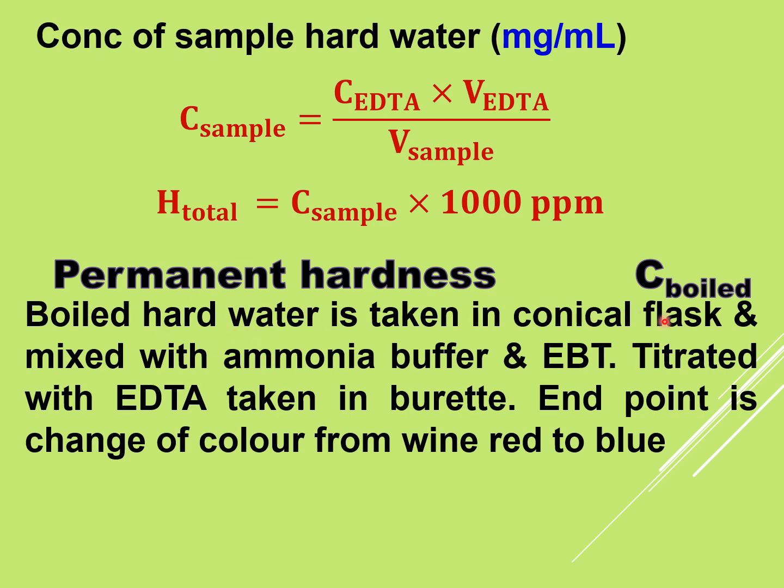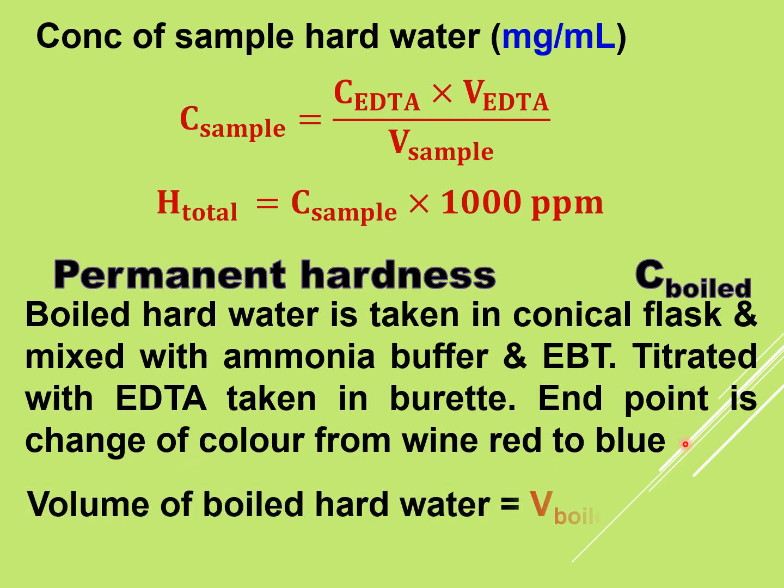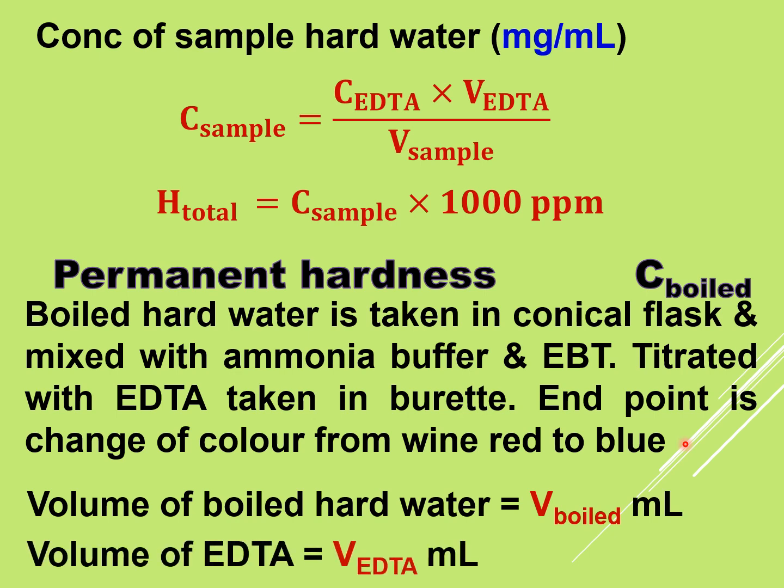Take a fixed volume of that, mix with ammonia buffer, add the indicator, titrate with EDTA taken in the burette. End point is change of color from wine red to green. Okay, so volume of boiled hard water taken is V boiled. Volume of EDTA required for this titration is V EDTA. C EDTA we already know.